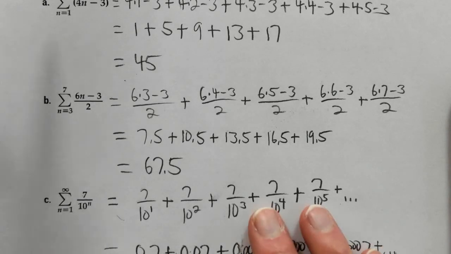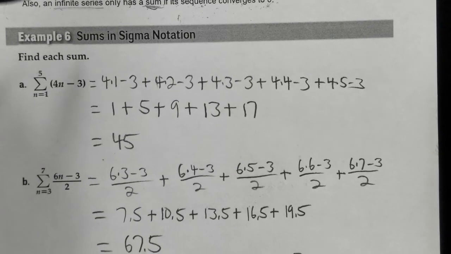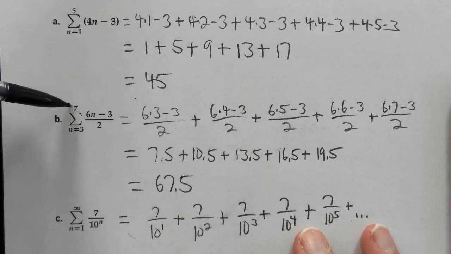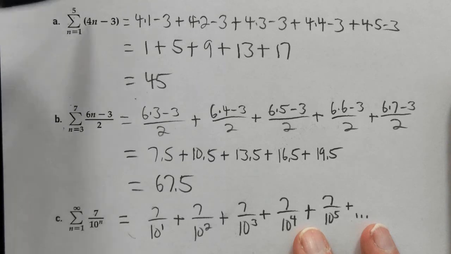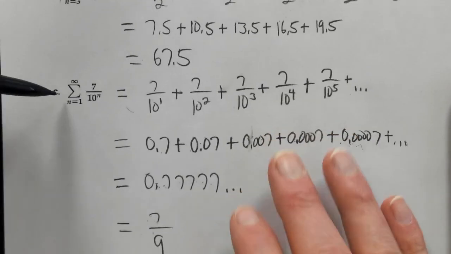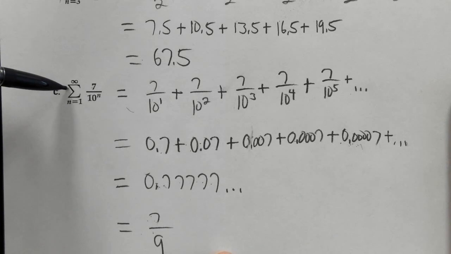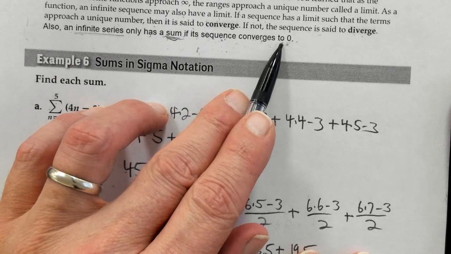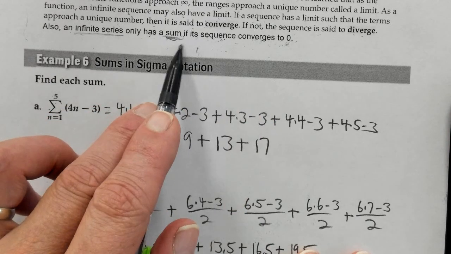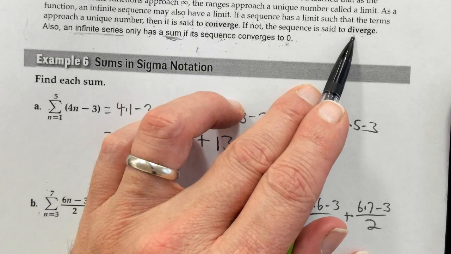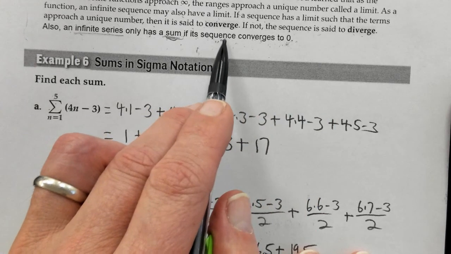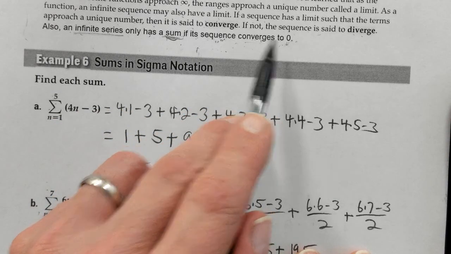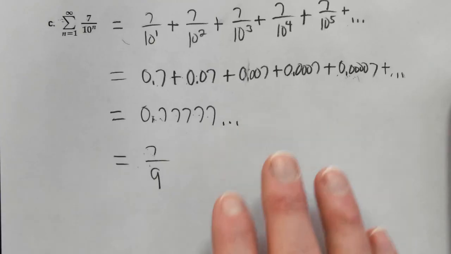All right? And so, important thing to remember, if it's a finite series that you're looking at, it has a definite sum. If it's an infinite series, it may or may not have a sum, depending on whether or not the sequence converges to 0. Remember, if it converges to 0, then it has a sum. If it doesn't converge, if it diverges, if it doesn't approach a number, it doesn't have a sum. And if it does converge to a number other than 0, it still doesn't have a sum. All right? So there you go.